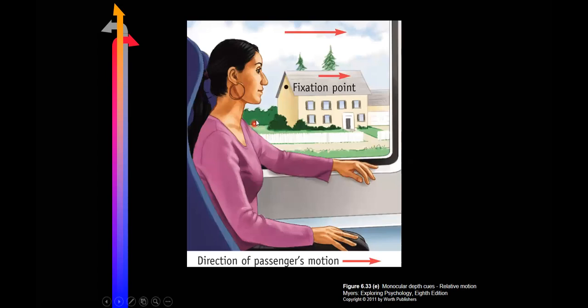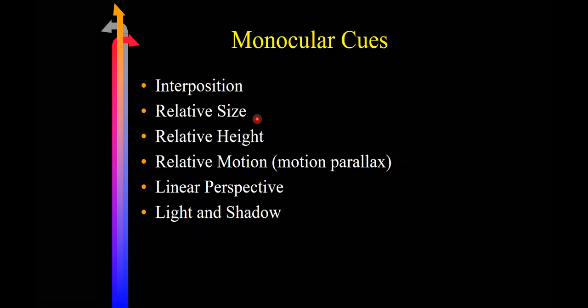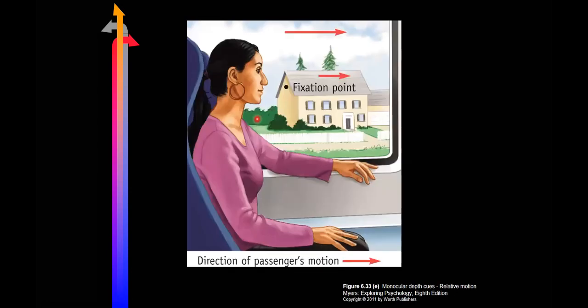Here's an illustration of the relative motion example. Give you a chance to go back here and refresh your memory on these. Okay, so as the lady's in a moving vehicle, I don't know, is it a bus or train, whatever, as she is riding here, the items that are very close on the shoulder of the road appear to pass very rapidly, whereas those that are further away, like the house, not as rapidly.